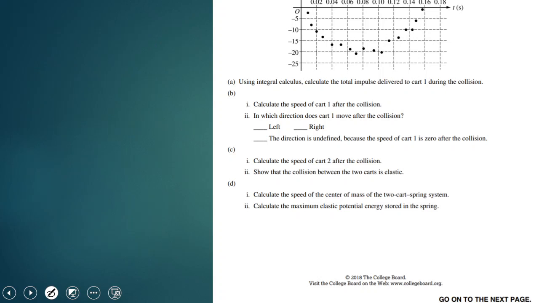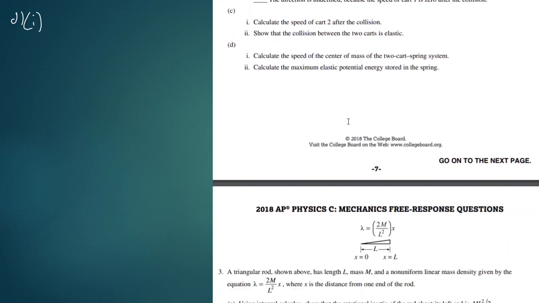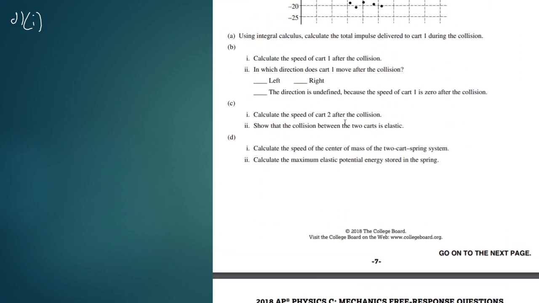Okay, part D now. It says calculate the speed of the center of mass of the two-cart spring system. So the center of mass between the carts and the spring. What we know is that we can use the formula, or we can just consider conservation of momentum again, but this time solely in terms of the center of mass of the two-cart system.